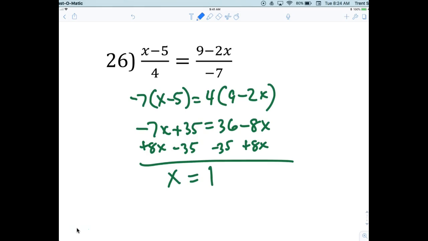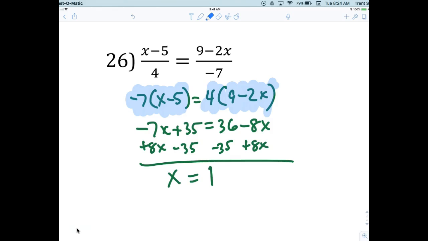Now, when we do number 26, remember it's called a proportion, so we cross multiply. Do you agree? All right, and when we cross multiply, I end up with negative 7 times x minus 5, correct? And then 4 times 9 minus 2x. Do you agree with that? And then we just distribute from there. You see that?